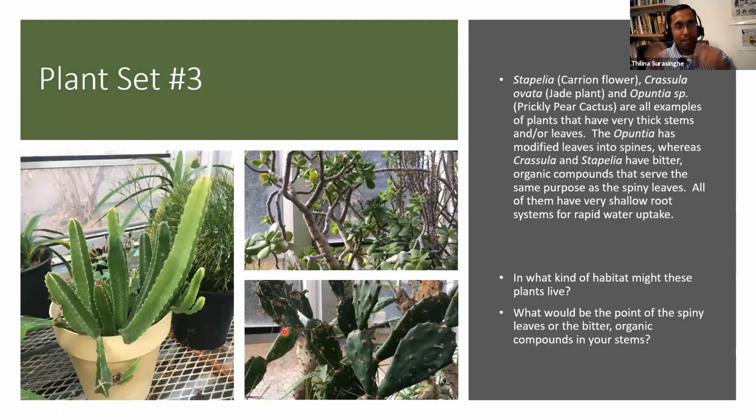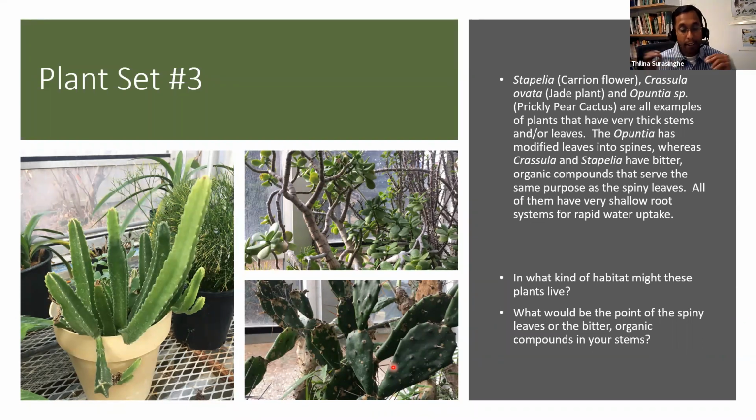This is actually extremely easy to tell, right? Carrion flower, jade plant, prickly pear, cactus are all examples of plants that have a very thick stem or leaves. In fact, what you might consider a leaf is not a leaf. The leaf has become a spine. The stem has become something like a leaf. The green parts you see over here are actually photosynthetic. So the actual leaf could be like a spine.